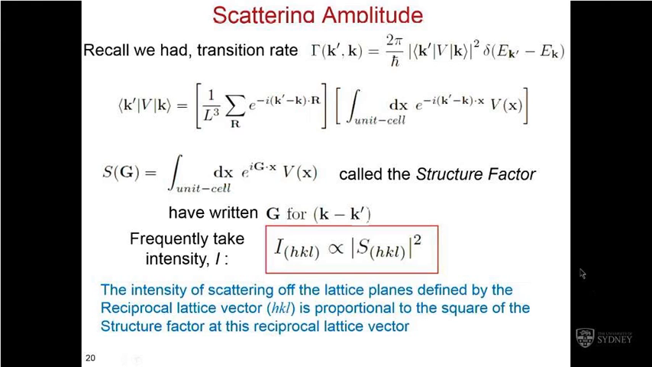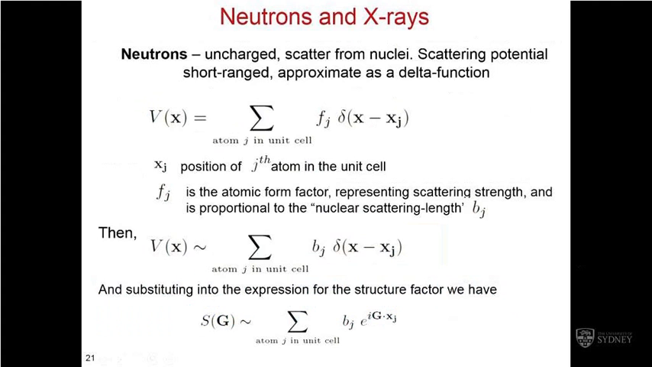Now, just to step aside a little bit to talk about neutrons and X-rays here. We can do neutron scattering and we can do X-ray scattering, as well as other scatterings that I mentioned before. But for neutron scattering, they scatter from the nuclei, and the scattering potential is short-ranged here. You can approximate the potential, V, in the unit cell, for any position vector X, as being equal to some f of j, which is called a form factor, and it represents the scattering strength.